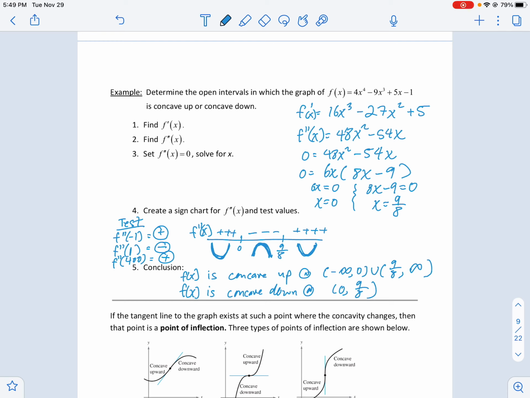And again, all of these intervals are with parentheses, not brackets, because at those exact points, our second derivative is 0. It is not positive nor negative, it is 0. So when I talk about my concave up or down, our intervals have to be in parentheses, not brackets.